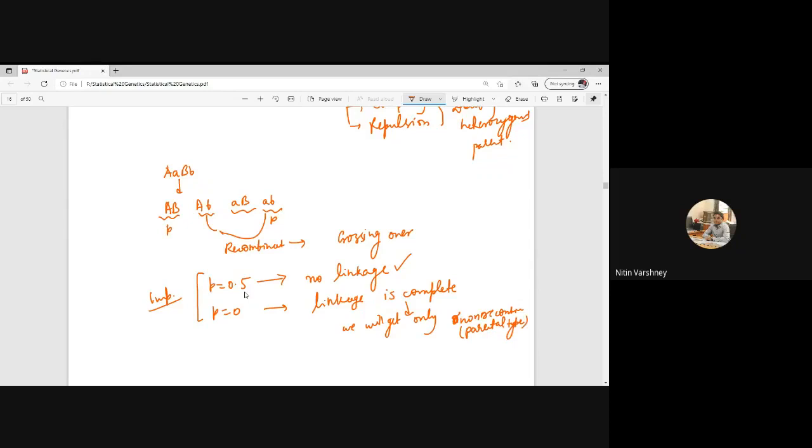So we can say that if P is equal to 0, linkage is complete, and if P is equal to 0.5, then there is no linkage. So P equal to 0 means the linkage is complete. It means there is no crossing over, so we will get only parental type. We will not get new combinations, or recombinant type. There is no crossing over, so we will get only this in case of complete linkage. Okay, got it.